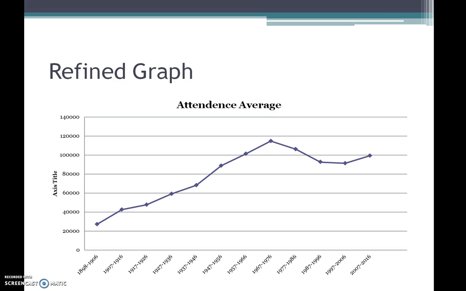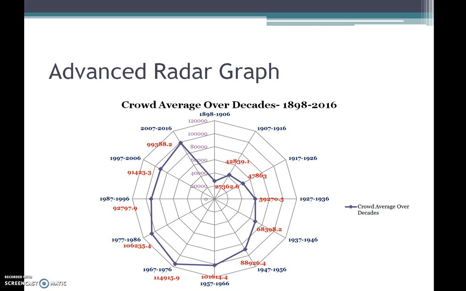So as we can see here in our line graph, we're starting just near that 20,000 mark in 1898 to 1906, and then rising all the way up to 67 to 76, then declining over the next 3 decades, and then a slight rise at the end, hovering around that 100,000 mark for the last 10 years.